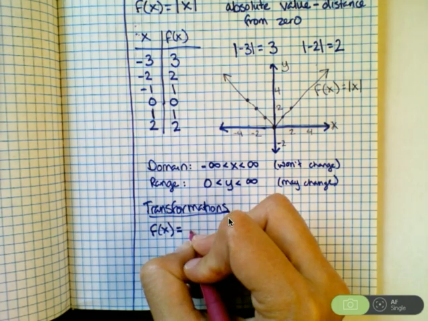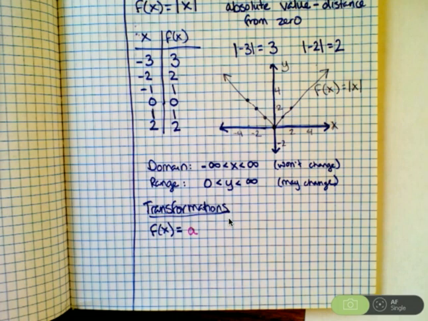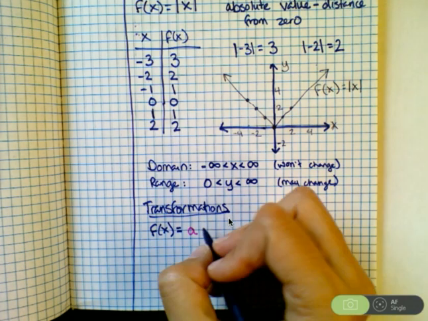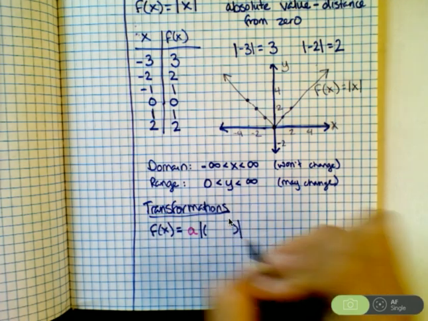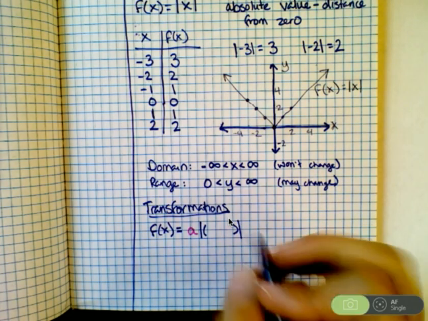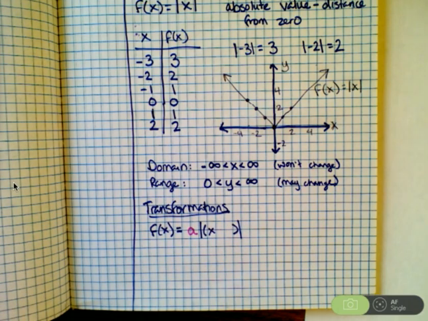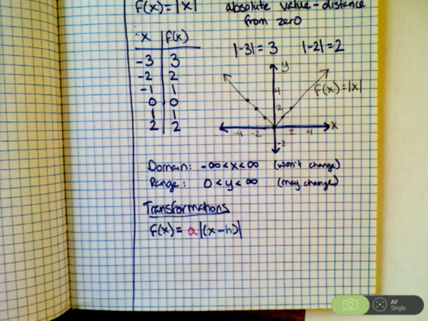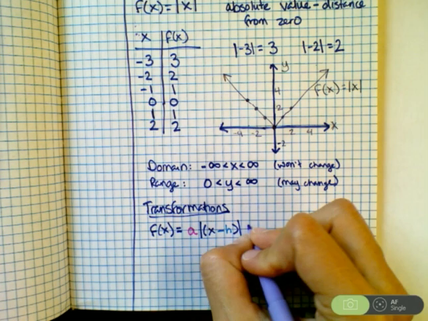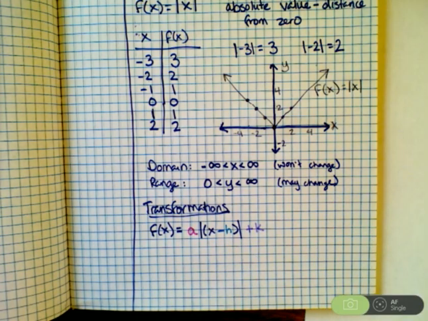We can have an a in front, and a could be an integer, it could be positive or negative, it could also be a fraction. We're going to have the x, and notice that x is inside the absolute value part and inside the parentheses. The reason I put it inside the parentheses too is because we also could have a horizontal shift. That's going to be our h. And then at the end, I'm going to put a plus k. So those 3 things together are going to move our graph.